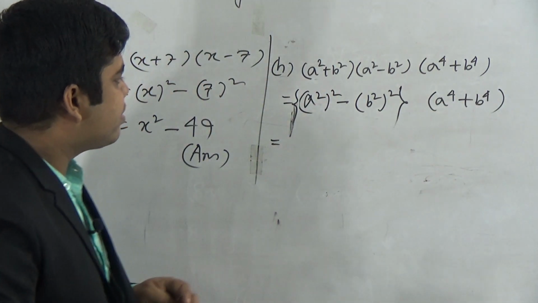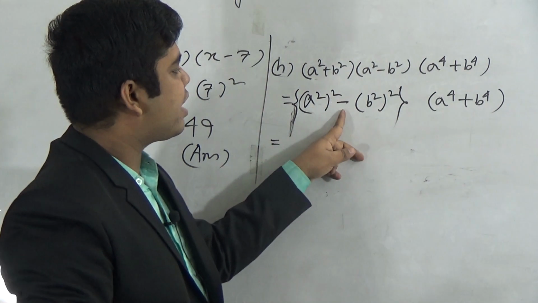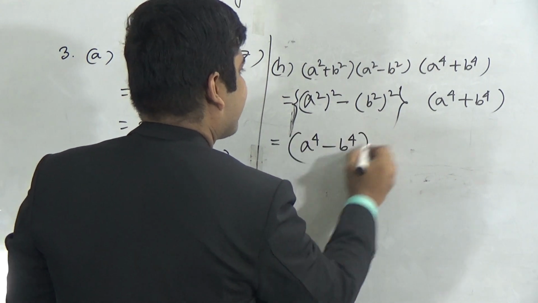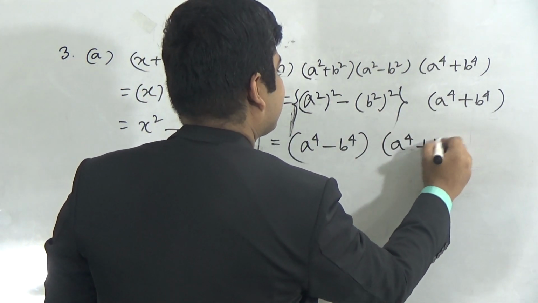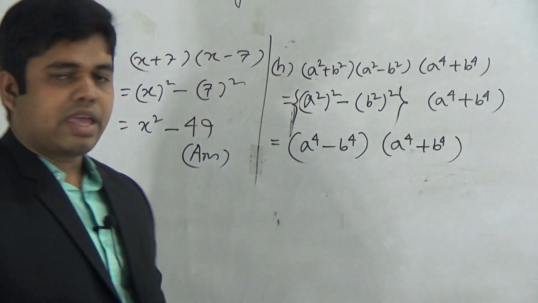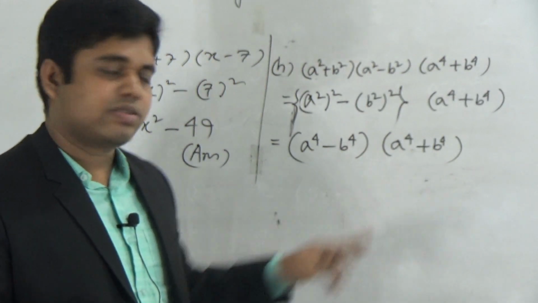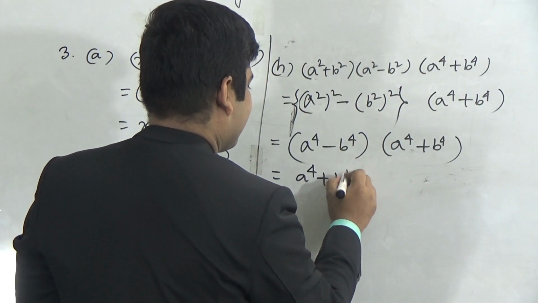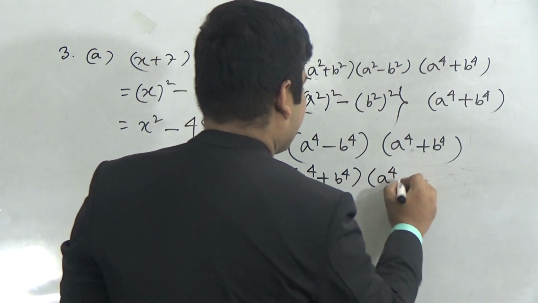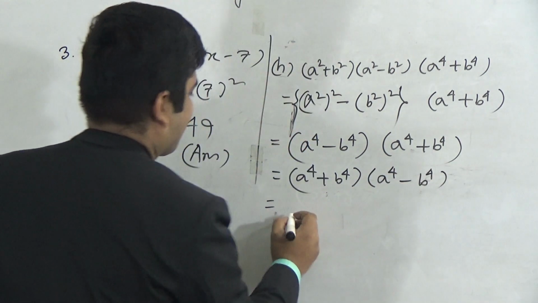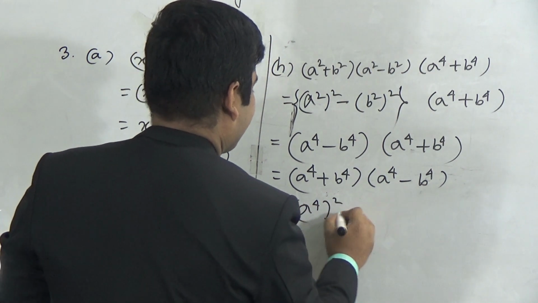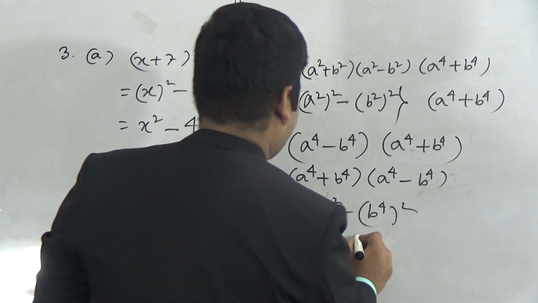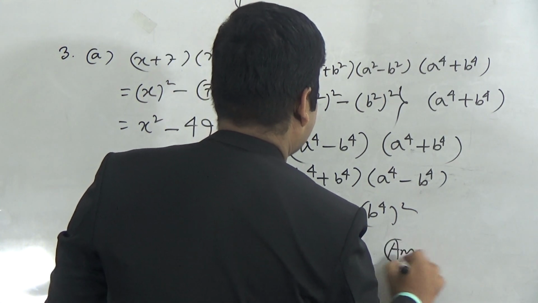Okay, so now notice a square whole square minus b square whole square. So a to the power 4 minus b to the power 4. Okay, and here a to the power 4 plus b to the power 4. Notice a plus b into a minus b. So the same formula is applicable here. First of all we write this this way. Okay, now a to the power 4 square minus b to the power 4 square. Then we get a to the power 8 minus b to the power 8. Okay, this is the answer of this question.